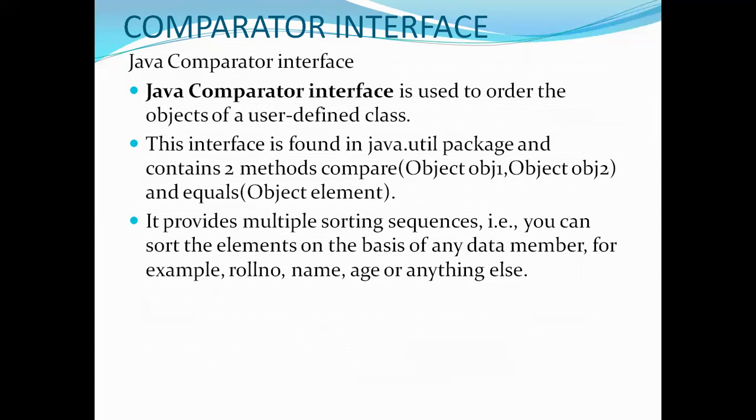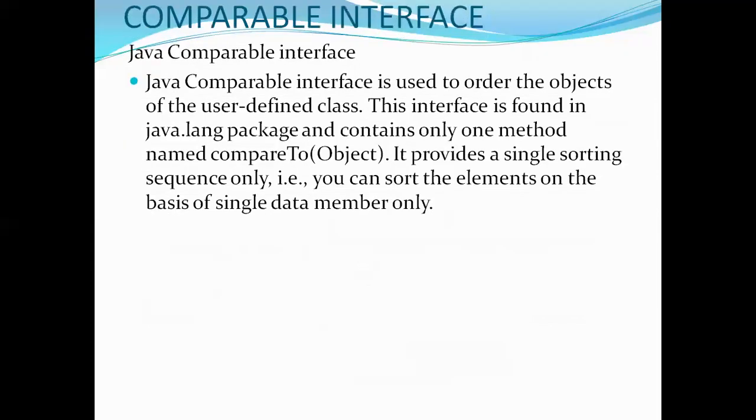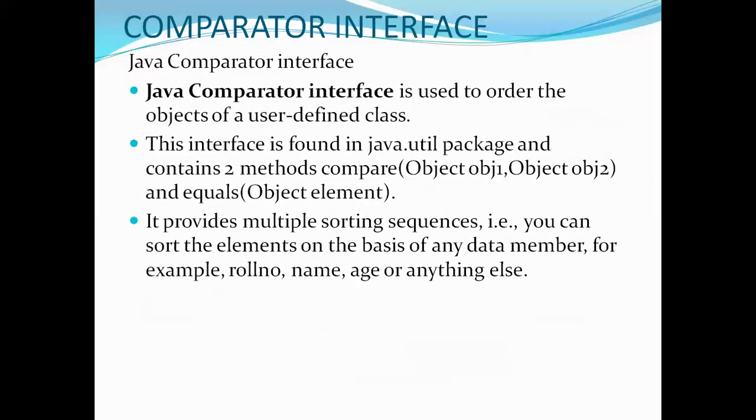So what is the difference between Comparable and Comparator? The Comparable interface has only one method, the compareTo method, whereas the Comparator interface has two methods, the compare method and the equals method. The Comparable interface provides a single sorting sequence, that is, you can sort the elements on the basis of a single data member, whereas the Comparator interface provides multiple sorting sequences. That is, we can sort the elements on the basis of any data member.